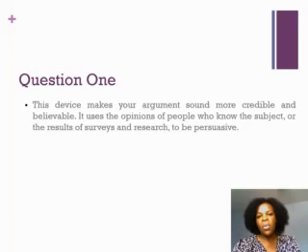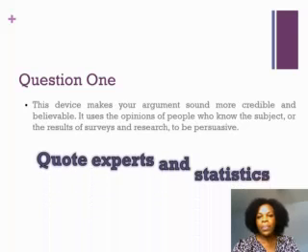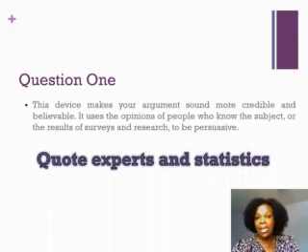So question 1 was, the device makes your argument sound more credible and believable, and it uses the opinions of people who know the subject or the results of surveys and research to be persuasive. And this device was experts and statistics. So if you had statistics, it would be part of it. You needed to also put in the experts, the expert sources as well.